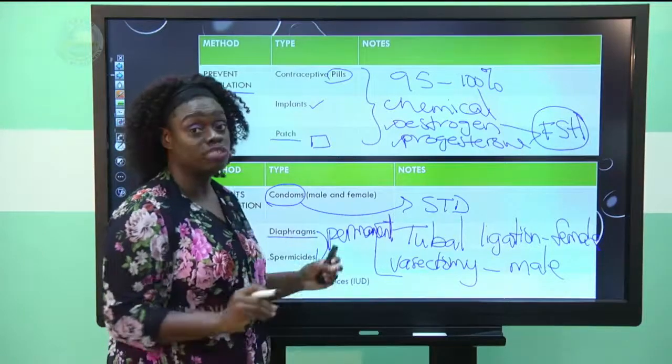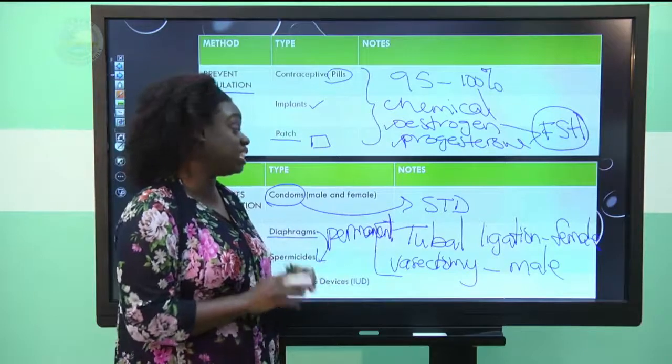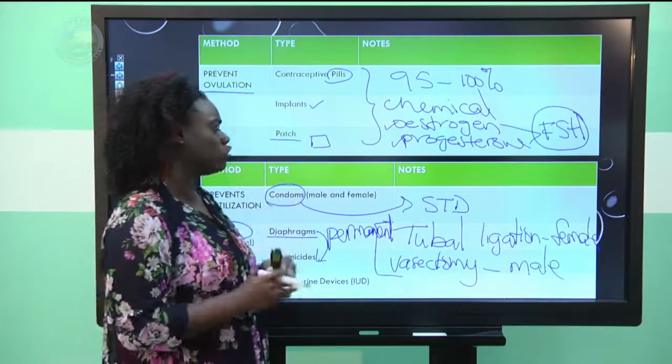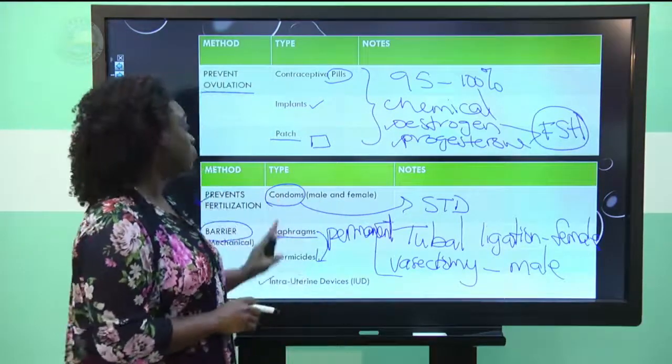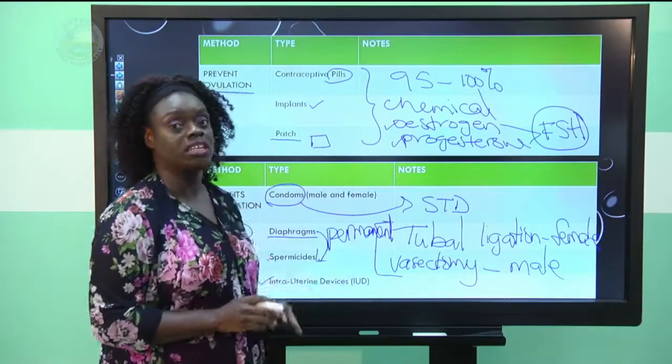Once those tubes have been tied off or ligated, or the vasectomy has taken place, it is extremely difficult for a doctor to go back in and reconnect those tubes. So a person who is using these methods has to be absolutely certain that this is what they want.